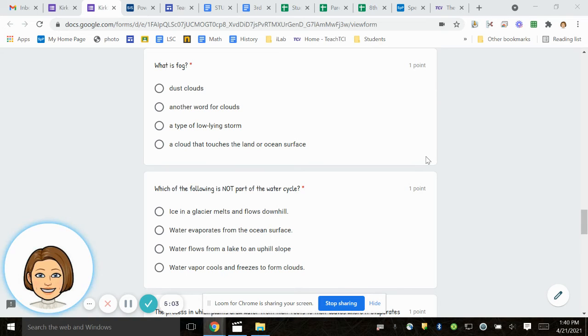Number 14, which of the following is not part of the water cycle? Ice in a glacier melts and flows downhill. Water evaporates from the ocean surface. Water flows from a lake to an uphill slope. Or water vapor cools and freezes to form clouds.